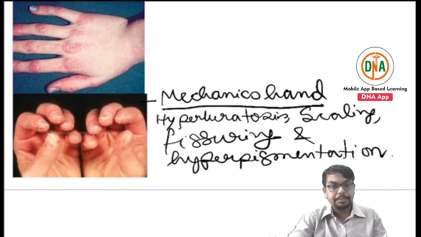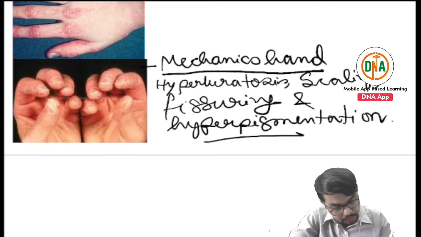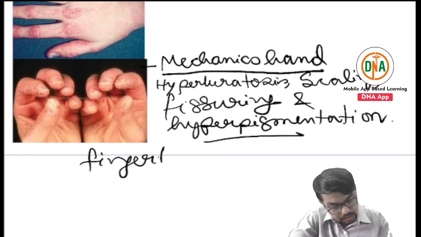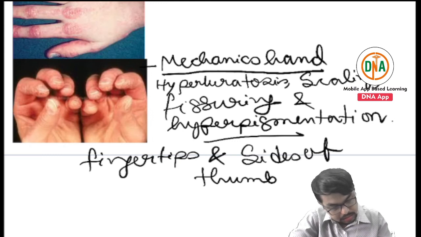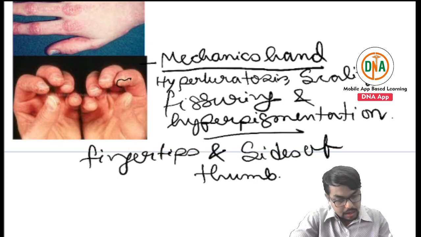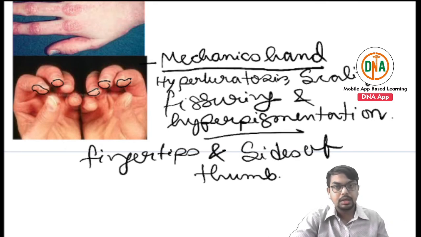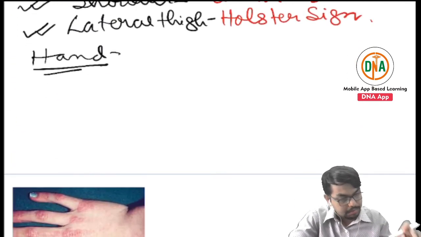These changes are present over the fingertips and sides of the thumbs. See, the fingertips are involved. There is hyperkeratosis, scaling, fissuring, etc. Okay, next you have two important things to remember here.